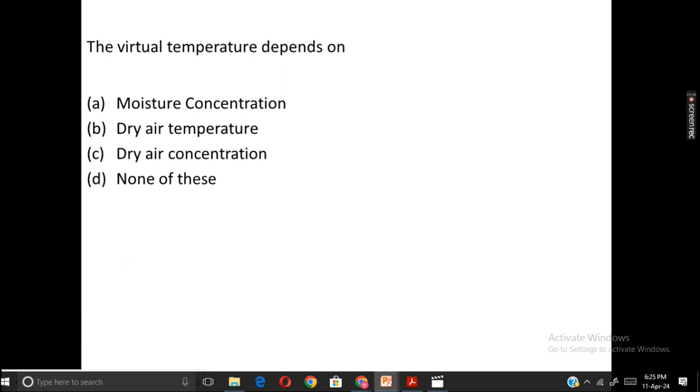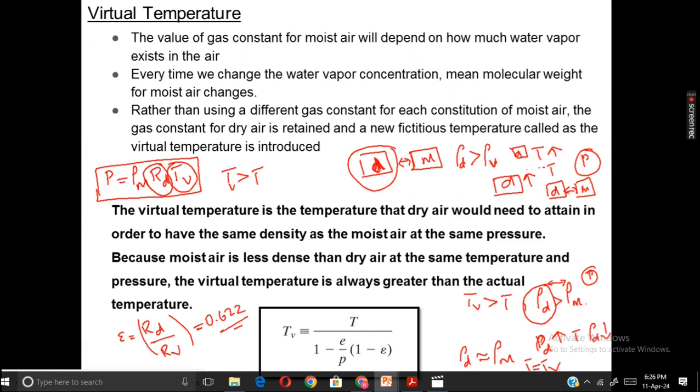Okay. So now let's try to do some multiple choice questions. So these are basically conceptual questions. We have already learned these things, so just for a revision, we will just discuss these things. So the first question is, the virtual temperature depends on moisture concentration, dry air temperature, dry air concentration, and all. So if you guys remember what is virtual temperature.